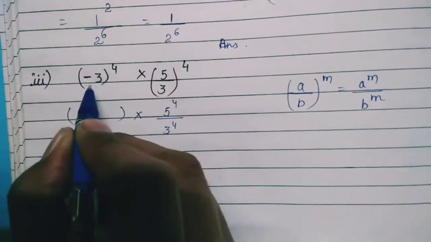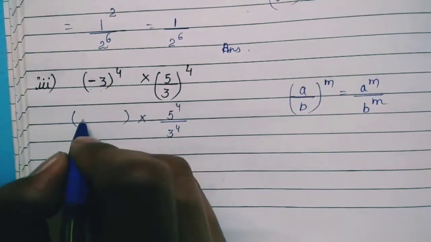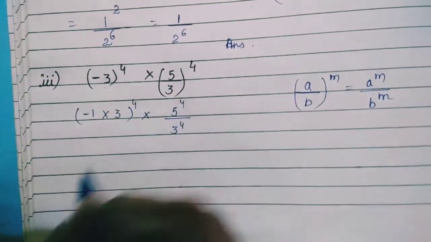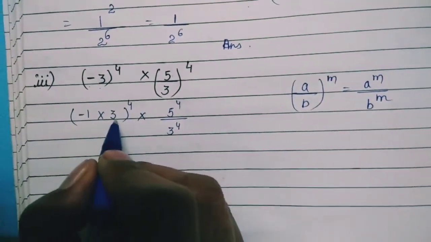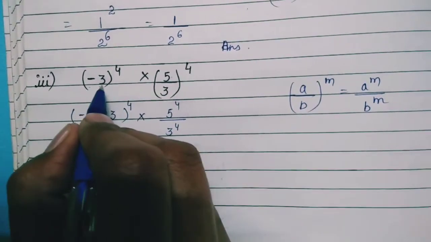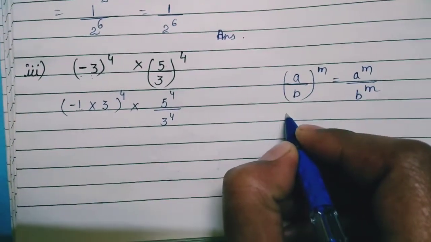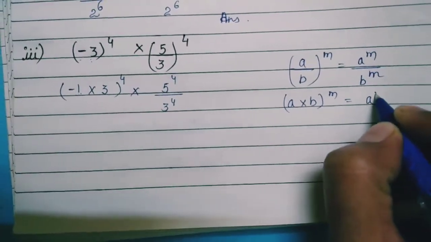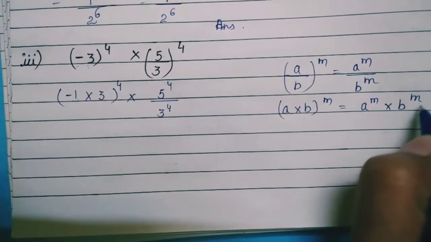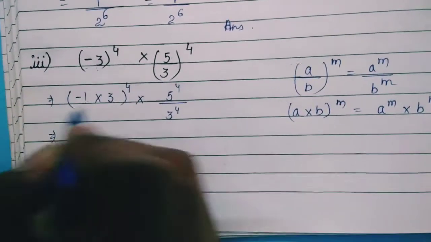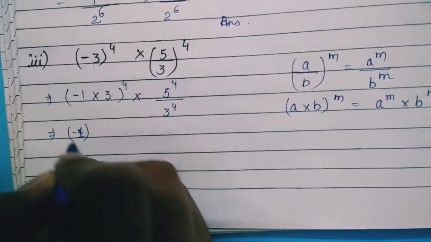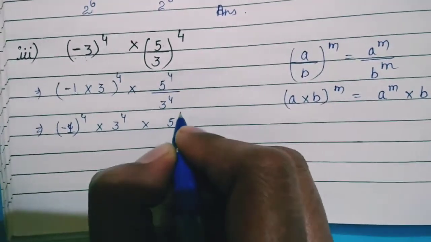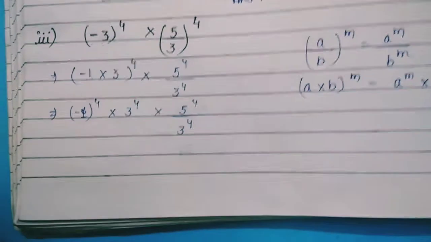Here we have minus 3. So should I write minus 3 in the form minus 1 multiplied by 3, and the whole power is 4. In the bracket when we multiply 3 into minus 1 again we get minus 3. So the same identity, a multiplied by b, the whole power m. This m will go near to a and m will also go near to b in the power. So now here this minus 1 raised to the power 4 and 3 raised to the power 4, and already here we have 5 raised to the power 4 and 3 raised to the power 4.